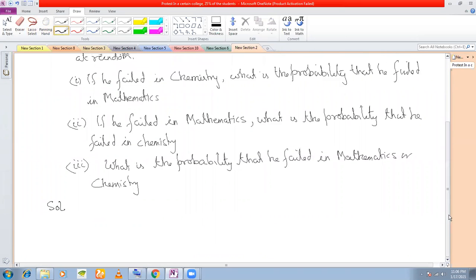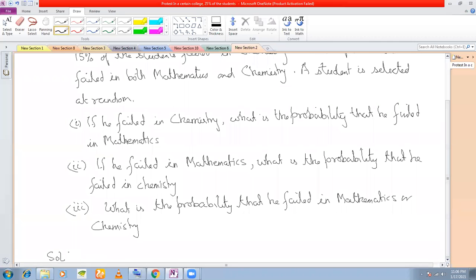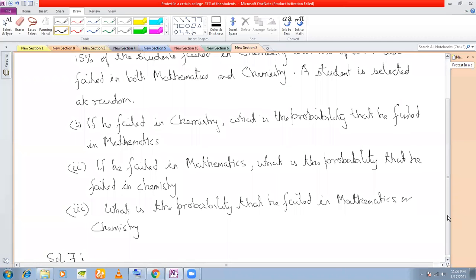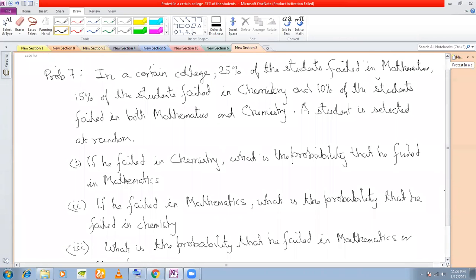This is your problem number 7 that we are doing. The question states, in a certain college, 25% failed in mathematics, 15% failed in chemistry, 10% failed in both the subjects, maths and chemistry. The last line is, a student is selected at random. Any student is selected at random. The first question is, if he failed in chemistry, what is the probability that he failed in mathematics?